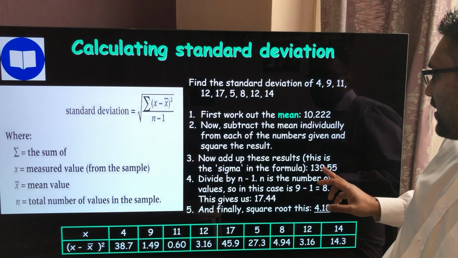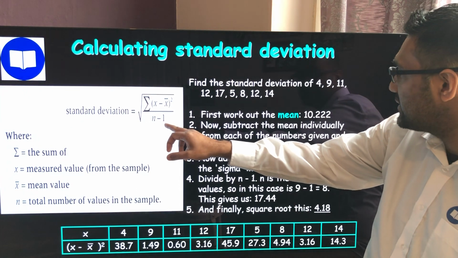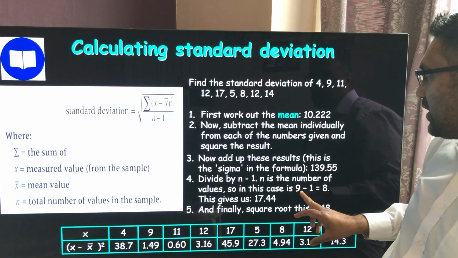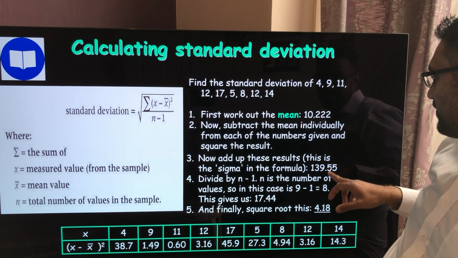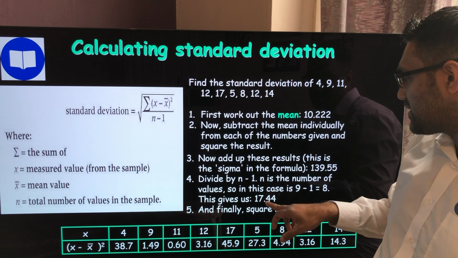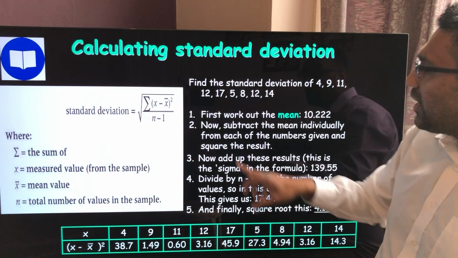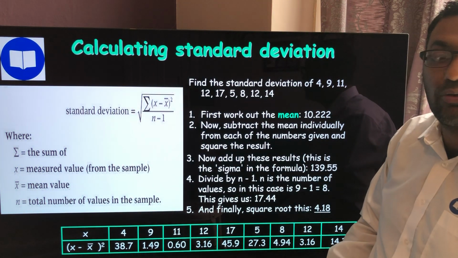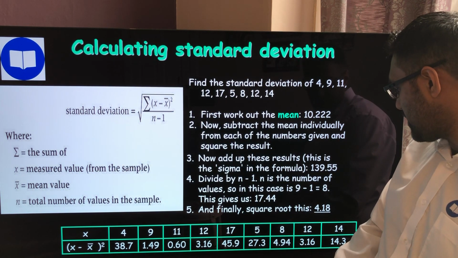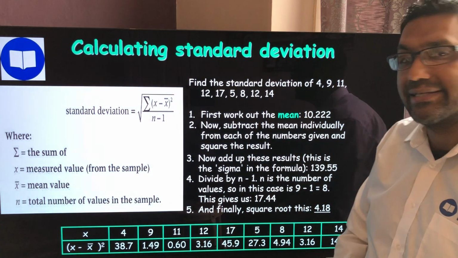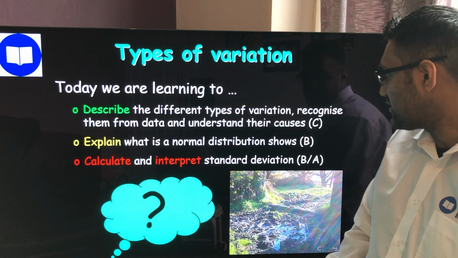Now what do I do? I divide this number by n-1. So n-1 is the number of data points, which is 9. I take away 1, which equals 8. So I do 139.55 divided by 8 gives me, into your calculator, 17.44. So all of this answer here is 17.44. But to finish it all off, I need to square root that answer and I get 4.18. And that is my standard deviation. That's my answer. Okay, so that's the end of this lesson.